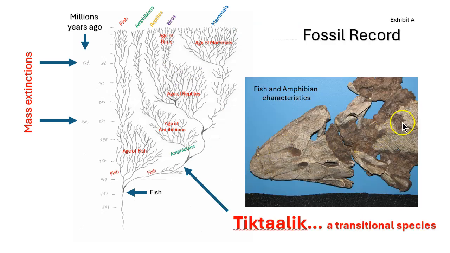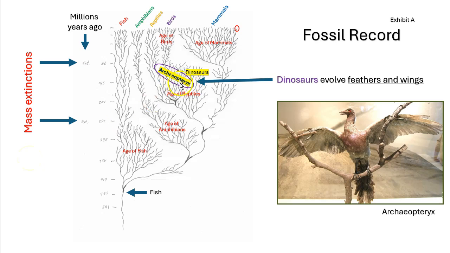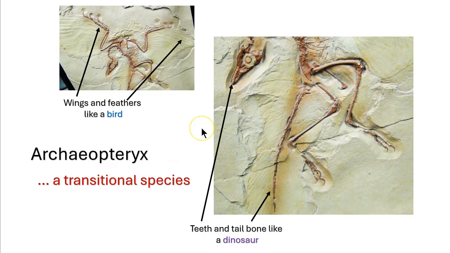In the case of Tiktaalik, this creature had scales and fins and gills like a fish, but it also had a lung, it had a rib cage, it had a flat head with eyes on the top, it had a neck, it had sturdy bones in the fins, and these are characteristics of later amphibians. And with respect to Archaeopteryx, some dinosaurs were evolving feathers and wings, and Archaeopteryx clearly shows this mix of characteristics. So we've got wings and feathers like a bird, and then we've got teeth and a tailbone like a dinosaur. So this is Exhibit A, where the fossil record supports Darwin's claim of species change, both the pattern of vertebrate fossils over time as well as the existence of transitional species.